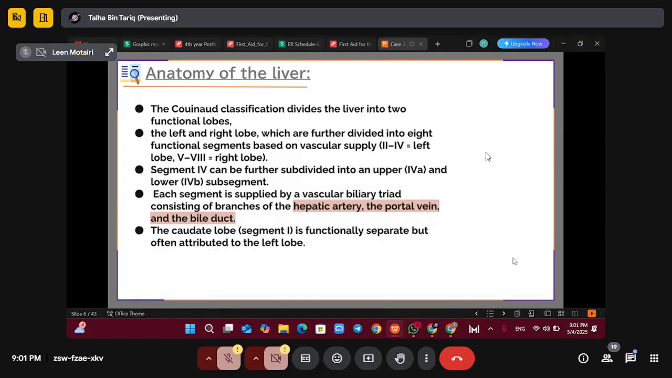Segments 5 to 8 will be in the right lobe. In the left lobe, it will be from segments number 2 to 4. So that's it. And segment one, as I said, the caudate lobe is separate. It usually is itself a lobe, but you can just attribute it to the left lobe. But once you are talking generally about the right lobe, the left lobe, and the caudate lobe, then the caudate lobe itself is a separate lobe. But if you are talking about the Couinaud classification, then it will be part of the left lobe.